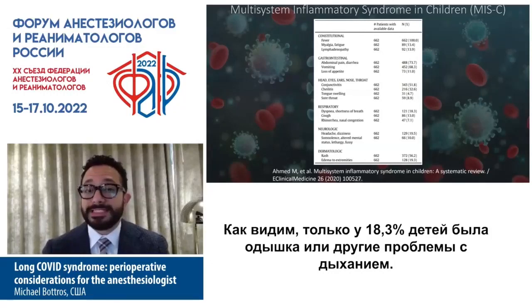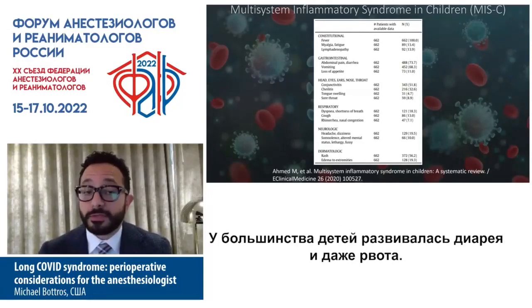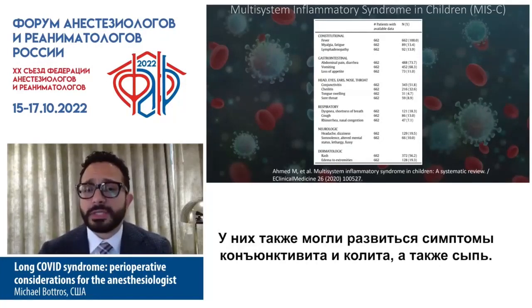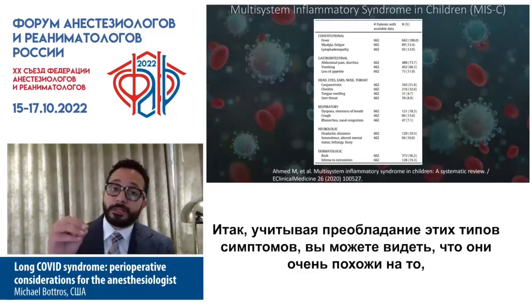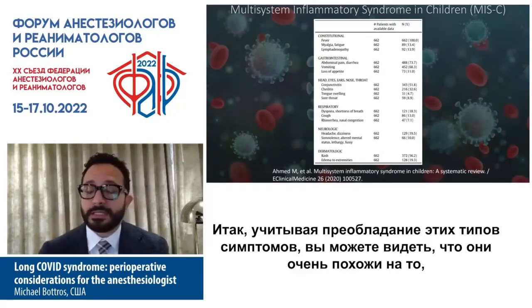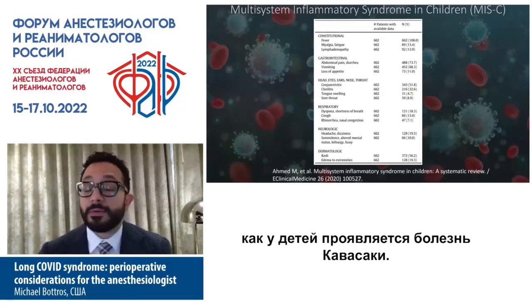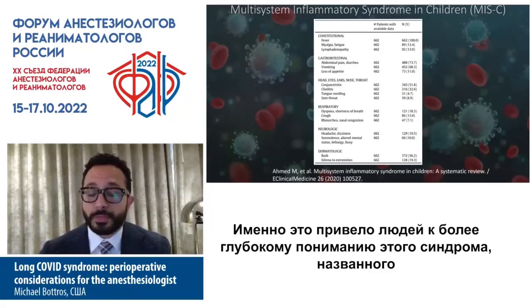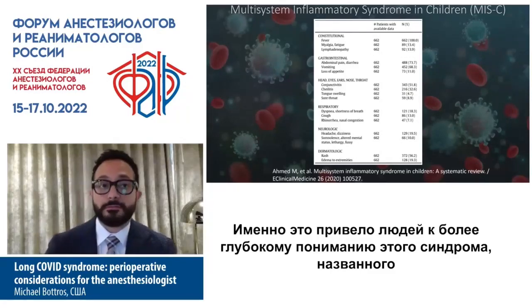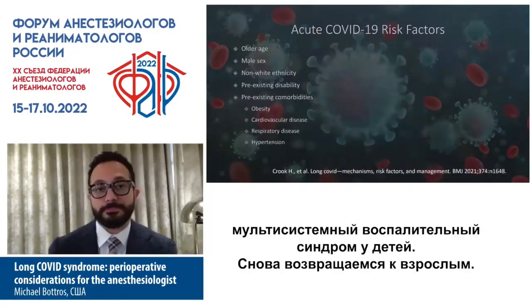As you can see, only 18.3% of children had dyspnea or shortness of breath. The majority of kids develop diarrhea and maybe even vomiting. They also can develop symptoms of conjunctivitis and cheilitis, and also rash. So given the preponderance of those types of symptoms, you can see that it is very similar to how Kawasaki disease is presented in kids. And that's what brought people to a further understanding of this syndrome called multi-system inflammatory syndrome in children.